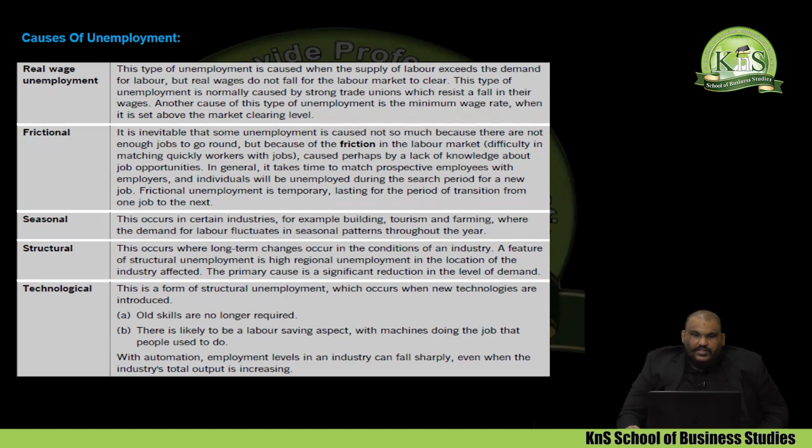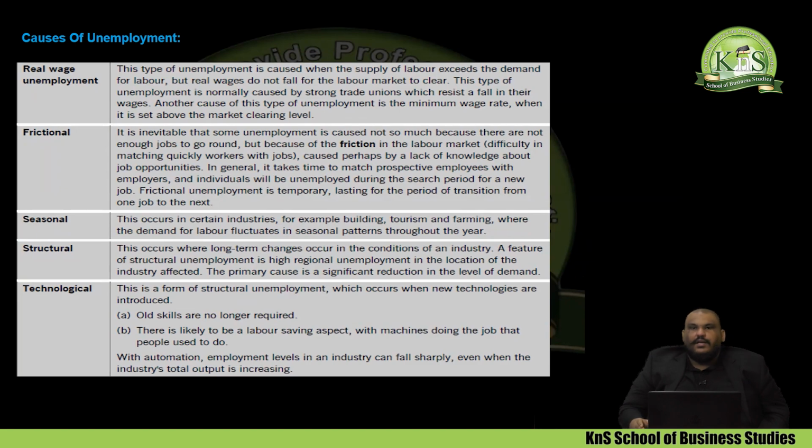Then we have frictional unemployment. Frictional unemployment happens when you are in between jobs, or you are not aware of jobs, you don't know how to market yourself. You are just shifting through jobs. You work somewhere for 1 month or 2 months, then you're unemployed for 4 months because you lack skills, you lack the marketability, you lack the presentation, you lack the confidence. All of these result in frictional unemployment.